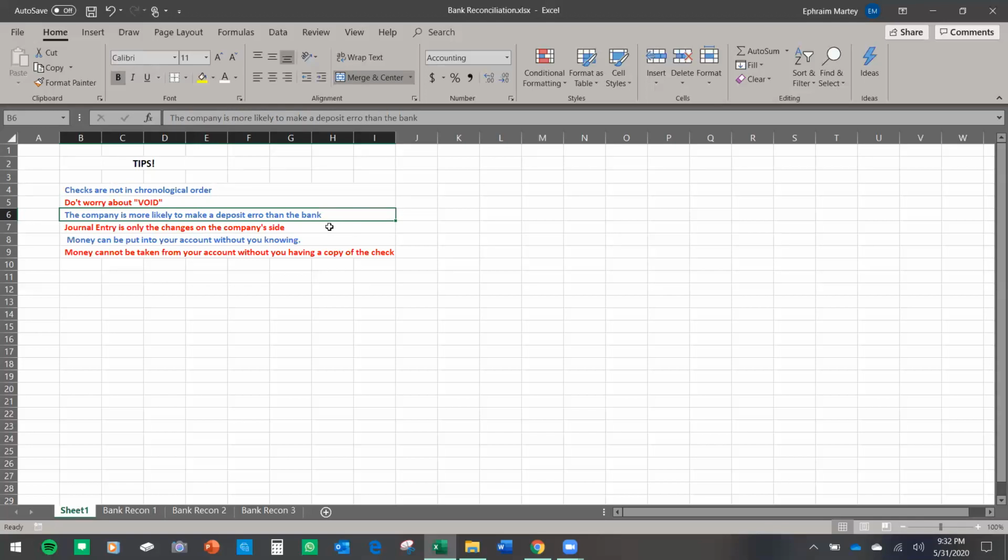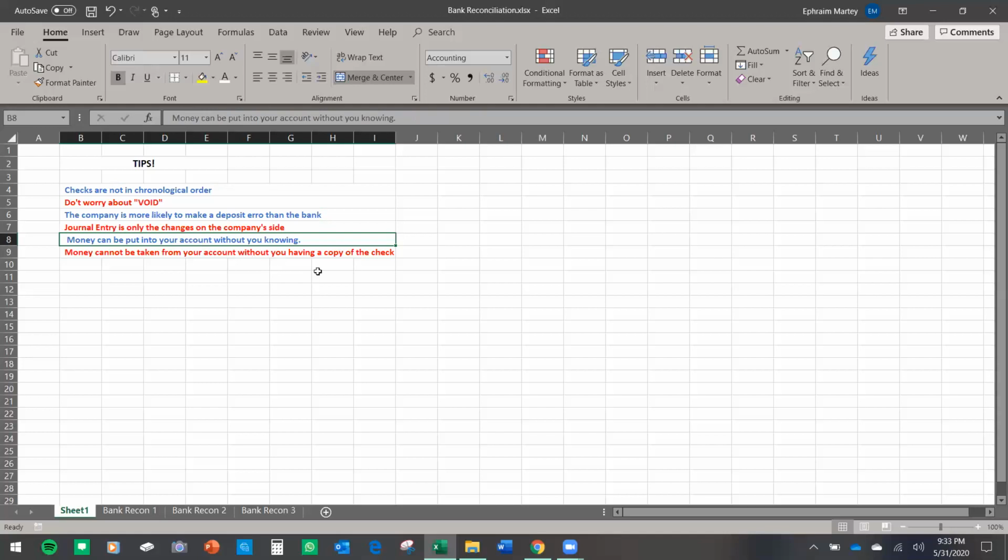So remember that. When you are doing a journal entry for bank reconciliation, you only make the changes on the company's side. On your side, you don't do anything about the changes that happened on the bank side. Remember, bank reconciliation is an adjustment. It's an adjusting entry.